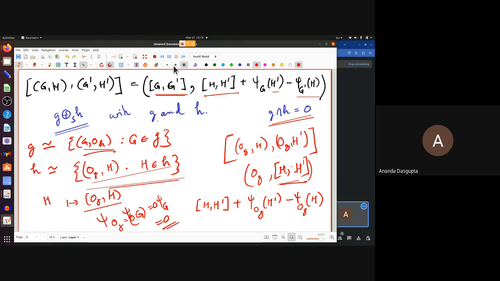Which means this is 0, this is 0. They don't cancel, they're both equal to 0. So you do get H comma H'. So this is a subalgebra.